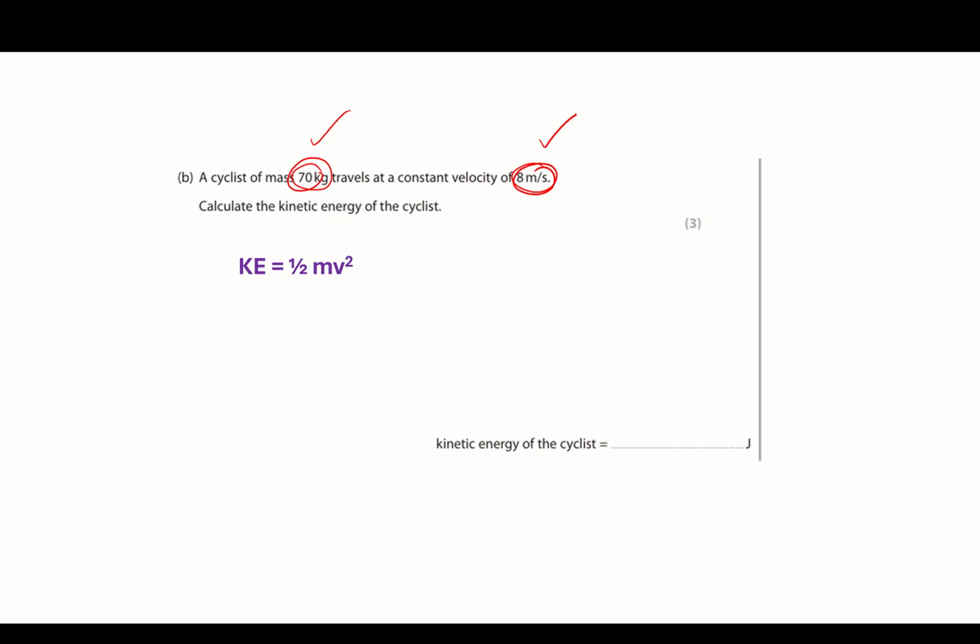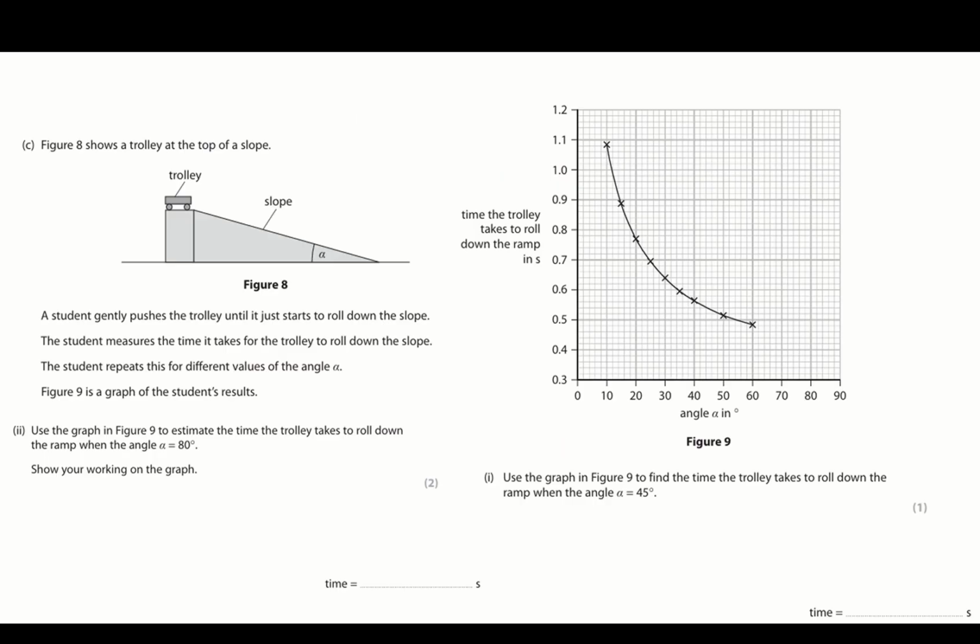So we know that kinetic energy equals half mv squared. So we're going to need to square this to 64. 8 times 8 is equivalent to 8 squared. And then we put that together. So 0.5 times the mass of 70 times 8 squared, 64, comes to 2,240 joules.